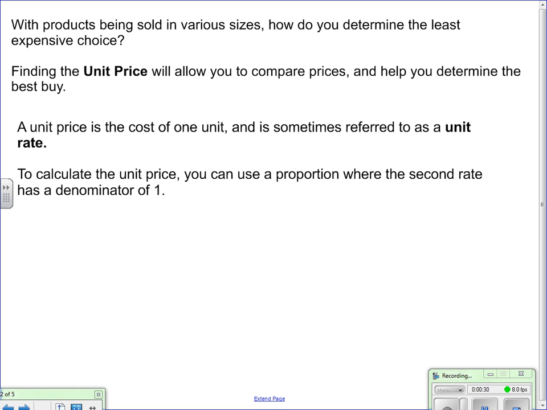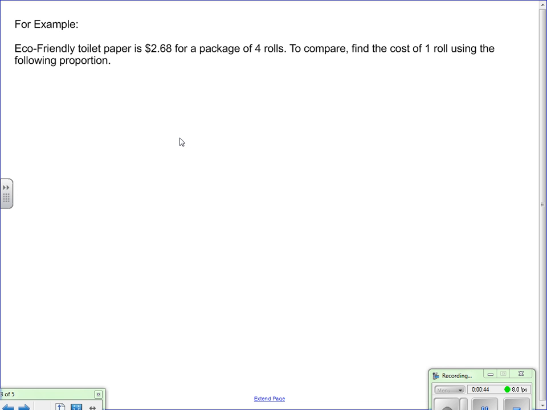A unit price is the cost of one unit and is sometimes referred to as a unit rate. To calculate the unit price, you can use a proportion where the second rate has a denominator of 1. So let's look at an example. If we look at eco-friendly toilet paper, it's $2.68 and it's sold for a package of 4 rolls. To compare this to other toilet paper, let's find the unit price. So let's find the cost of one roll of toilet paper using the following proportion.